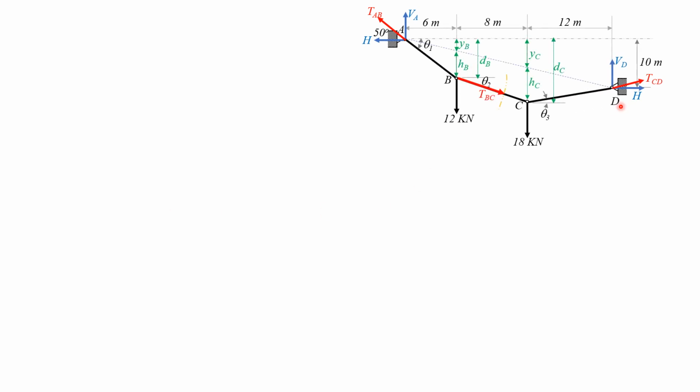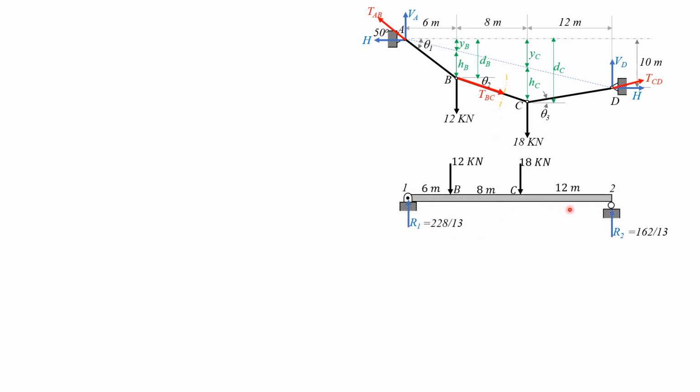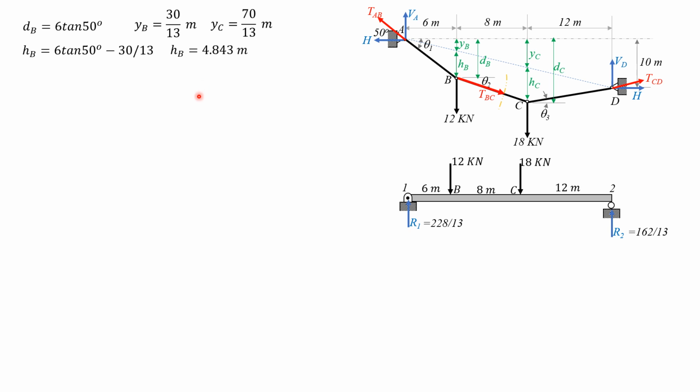So recall from the preceding slides, this is the figure. Then for the beam, the values of D sub B, 6 tangent of 50 degrees, Y sub B, which is equal to 30 over 13 meters, and Y sub C, 70 over 13 meters. Then R1 is already here and R2 also. Then let's solve for H sub B. It is equal to D sub B, 6 tangent of 50 degrees, minus Y sub B, which is 30 over 13. So H sub B is equal to 4.843 meters.